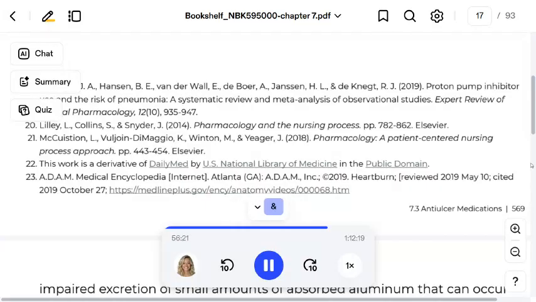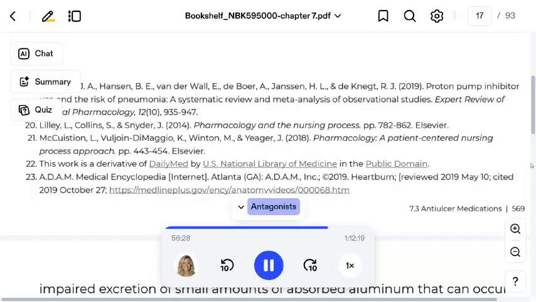Health teaching and health promotion. Teach clients to immediately inform their healthcare provider if they experience a change in heart rate, lightheadedness, or feel faint, or have any signs and symptoms of hypersensitivity reactions such as fever, chills, rash, or breathing problems.